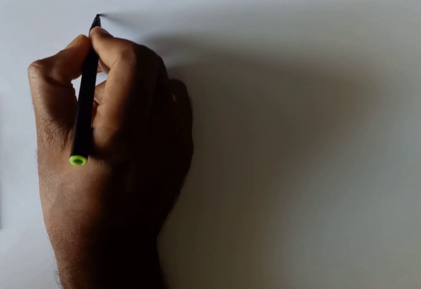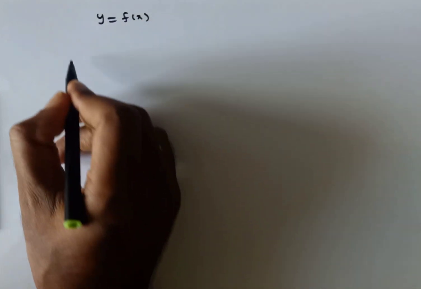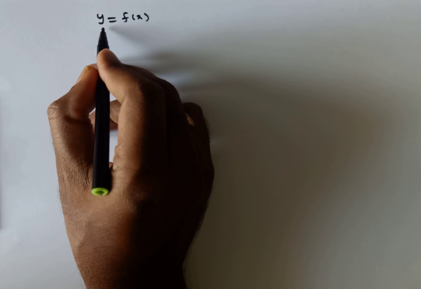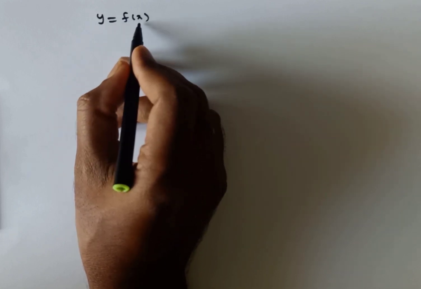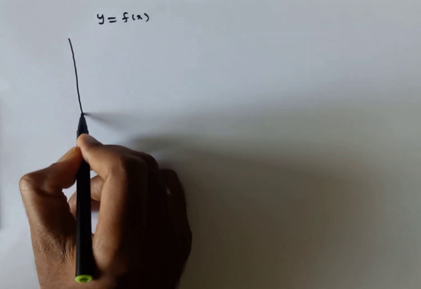So let us see the graphical, or geometrical, interpretation for this rate of change, or average rate of change. For that, let us consider the given function y equals f of x. Here x is the input and y is the output, x is the domain and y is the range.